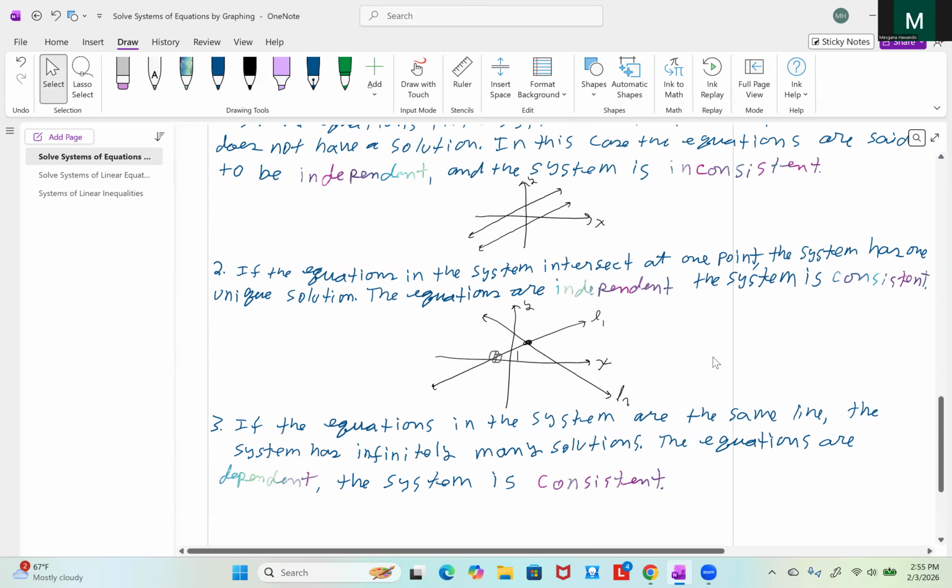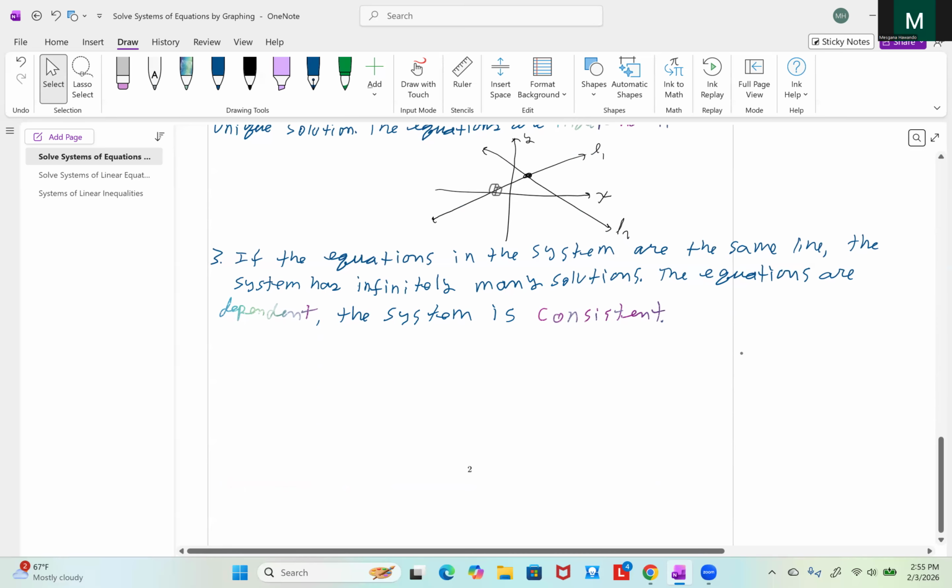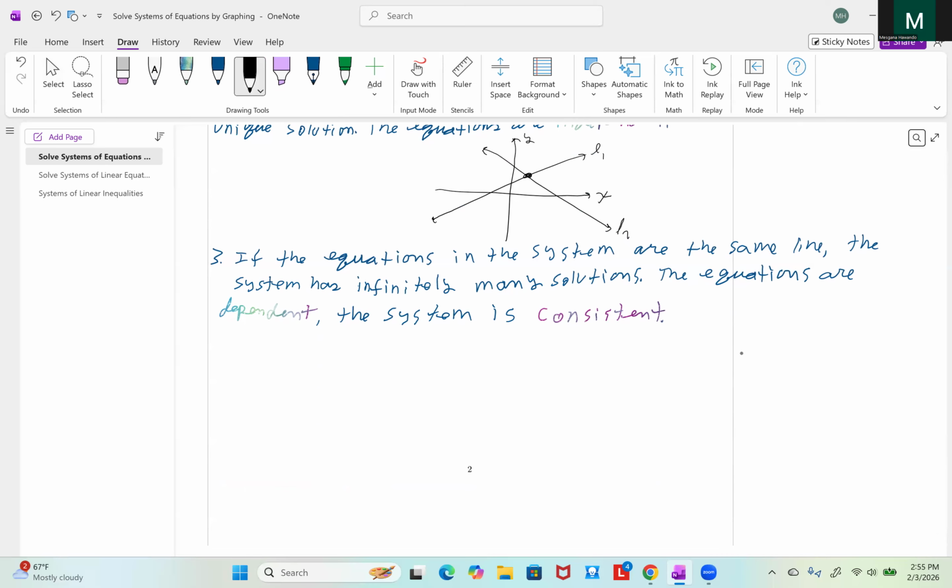Another possible solution: if the equations in the system are the same line, the system has infinitely many solutions. So the equations written in the system are the same line, meaning they're written differently, but they're the same line. When you graph them, the lines coincide, so it's the same line that we're drawing. So the lines intersect infinitely many times. That means the system has infinitely many solutions. Therefore, we say that the equations are dependent and the system is consistent.